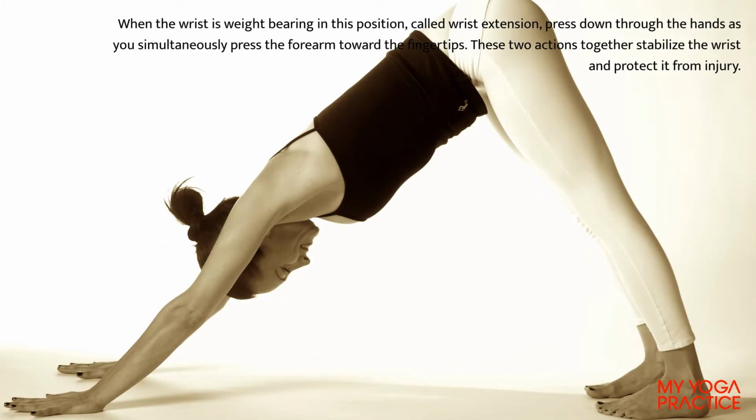Here you see another example. By simultaneously pressing down through the hands and resisting the forearms forward, you engage all of the major muscles of the wrist, which prevents you from sinking your weight into the joint itself and helps create a healthier, more stable joint, a more optimally functioning joint in terms of strength and flexibility.